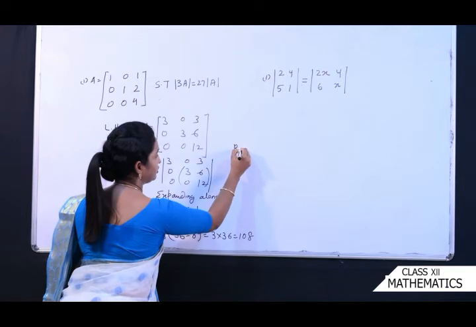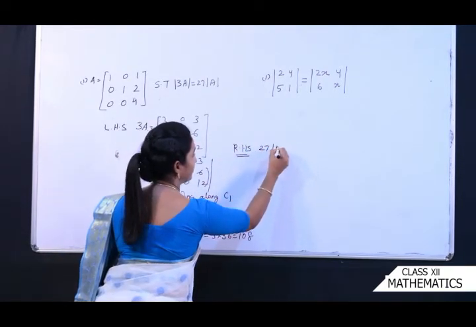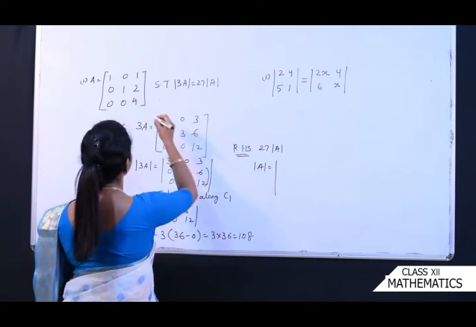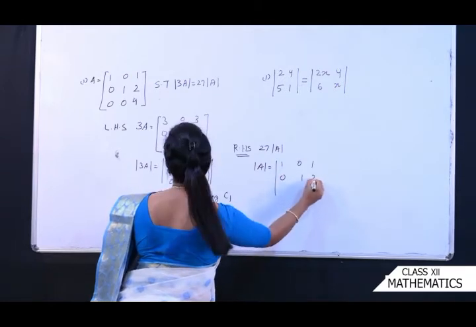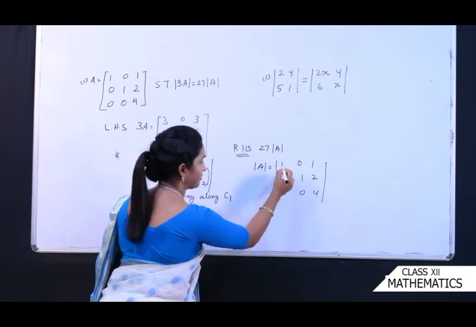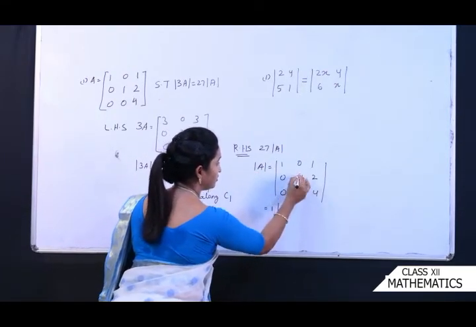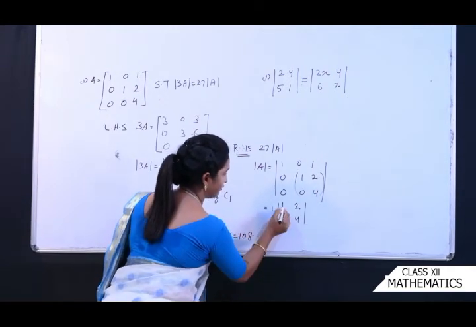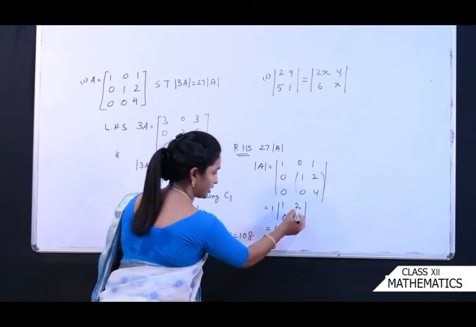Now we'll see what you will be getting for RHS. That is 27 into determinant A. That means first find the determinant. What is the determinant? 1, 0, 1, 0, 1, 2 and 0, 0, 4. So when you find the determinant, again I am expanding along column 1. So you will be getting 1 into this one, that is 1, 2, 0, 4, and this is nothing but 1 4s are 4, because these are 0 here.